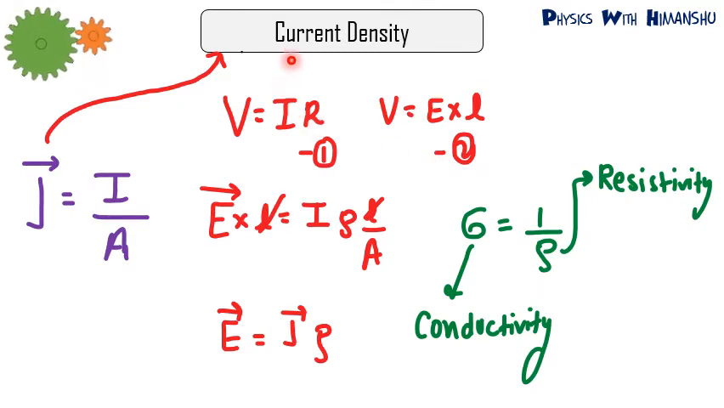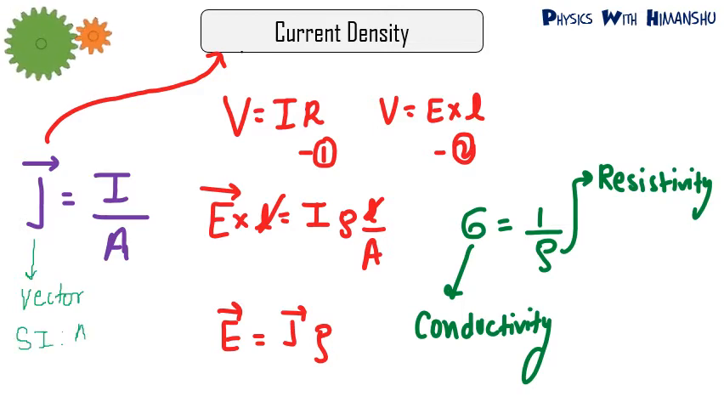Okay, there is one very important topic, that is current density. Remember that current density is a vector quantity and it is denoted by J, and J is given by I by A. So I is basically current, A is area of cross section. So remember that current density is a vector quantity, and its SI unit will be ampere divided by meter square, because I is ampere, area is given by meter square. So to remember the formula for current density, you have to remember that it is a vector quantity and you have to also remember the SI unit of J.